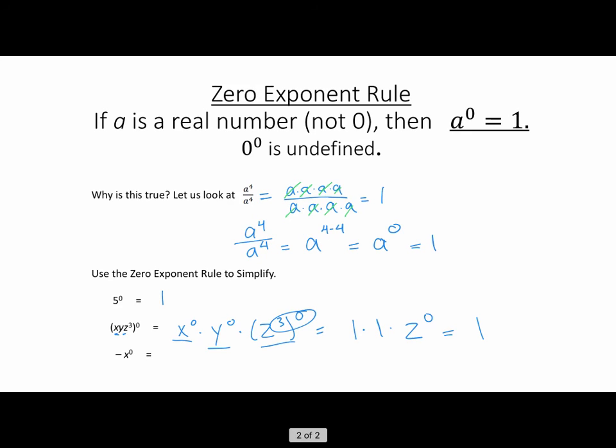How about this last example here? Negative x to the 0th power. What's the base of the 0? The 0 is only touching the x. So the base x to the 0th power is 1. But there's a negative that's not part of the base, which is in front of that. So that means that negative x to the 0 is negative 1.